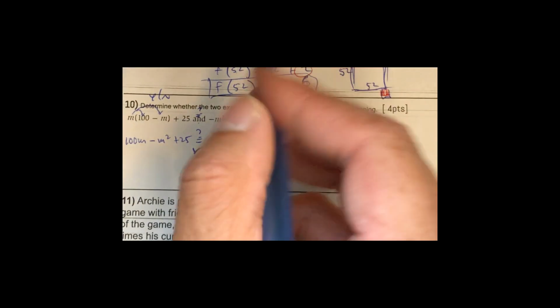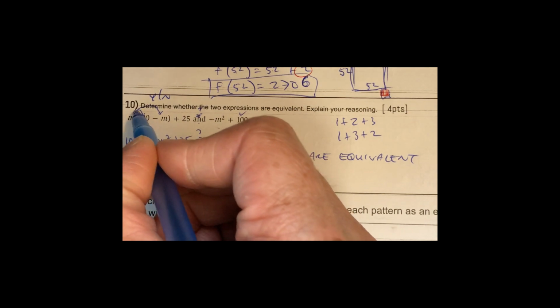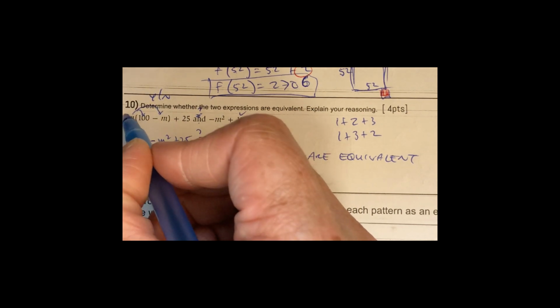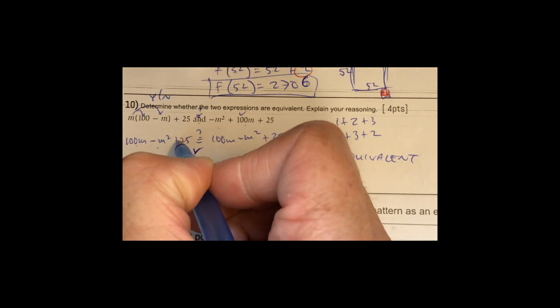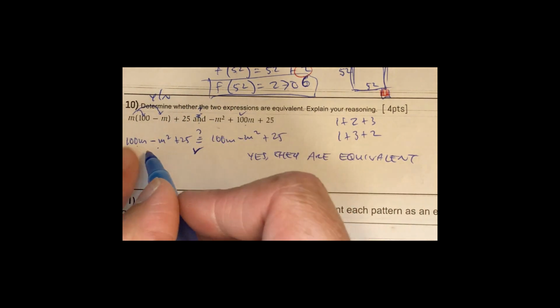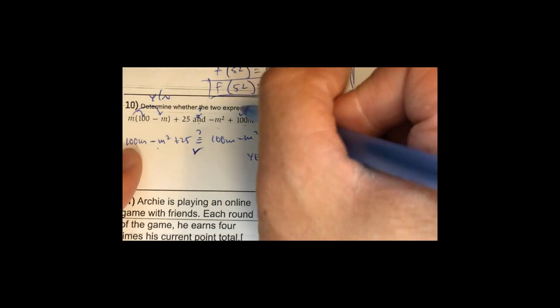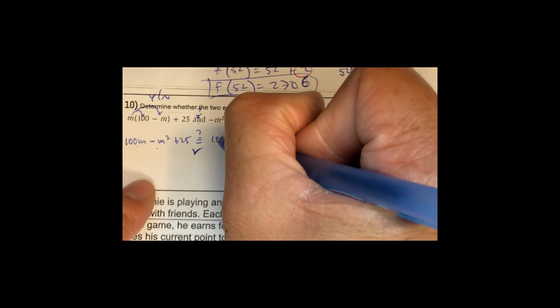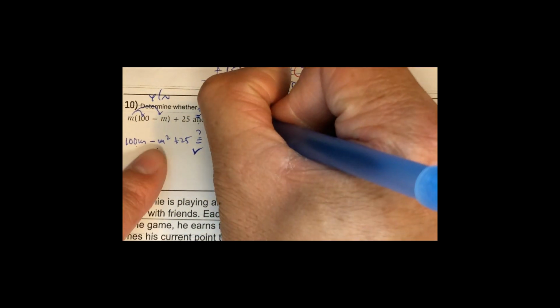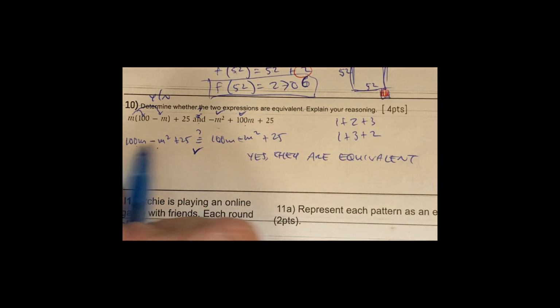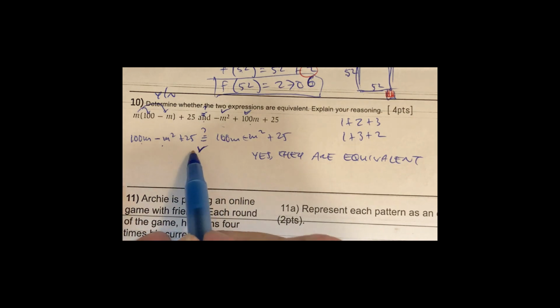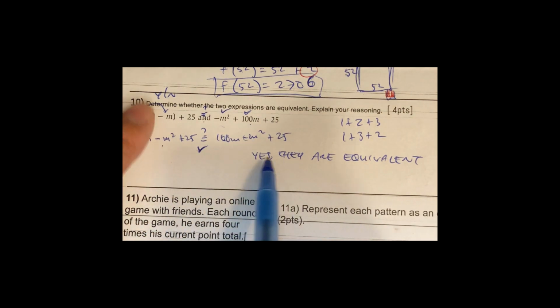And then what I did here is I distributed the m, so I get 100m negative m squared plus 25. On this side, I wanted to match the order. So what I did first is I have a 100m, so I put it first. Then I have a negative m squared, so I put that second, and then I left the 25. Now this side matches this side, so check mark yes. Yes is determining yes or no.